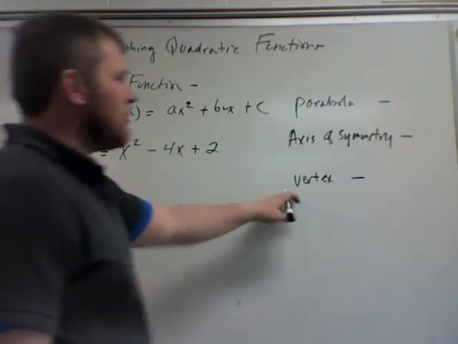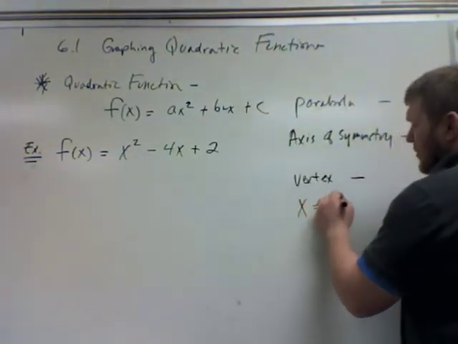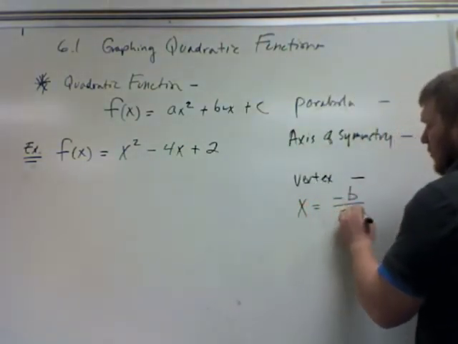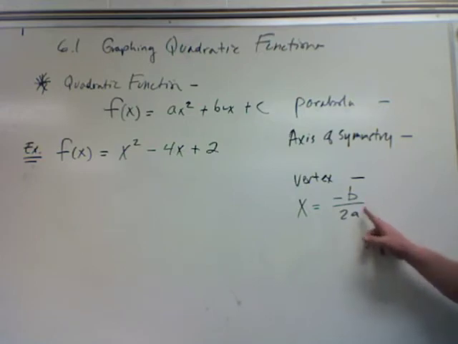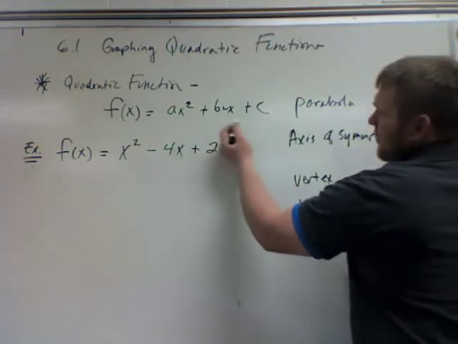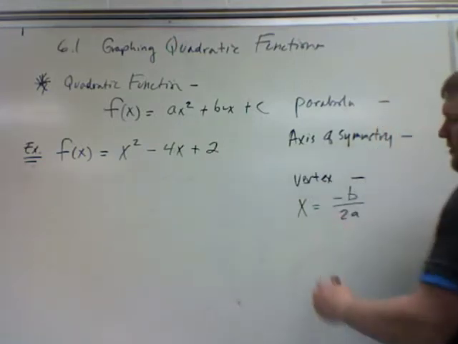Another thing is, when I talk about the vertex, there's actually a formula to find the x value of the vertex, and it's kind of a familiar expression. It comes from the quadratic formula, but it's minus b over 2a, and I get the b and the a values from the standard form of a quadratic function. So that's just my x value of the vertex.